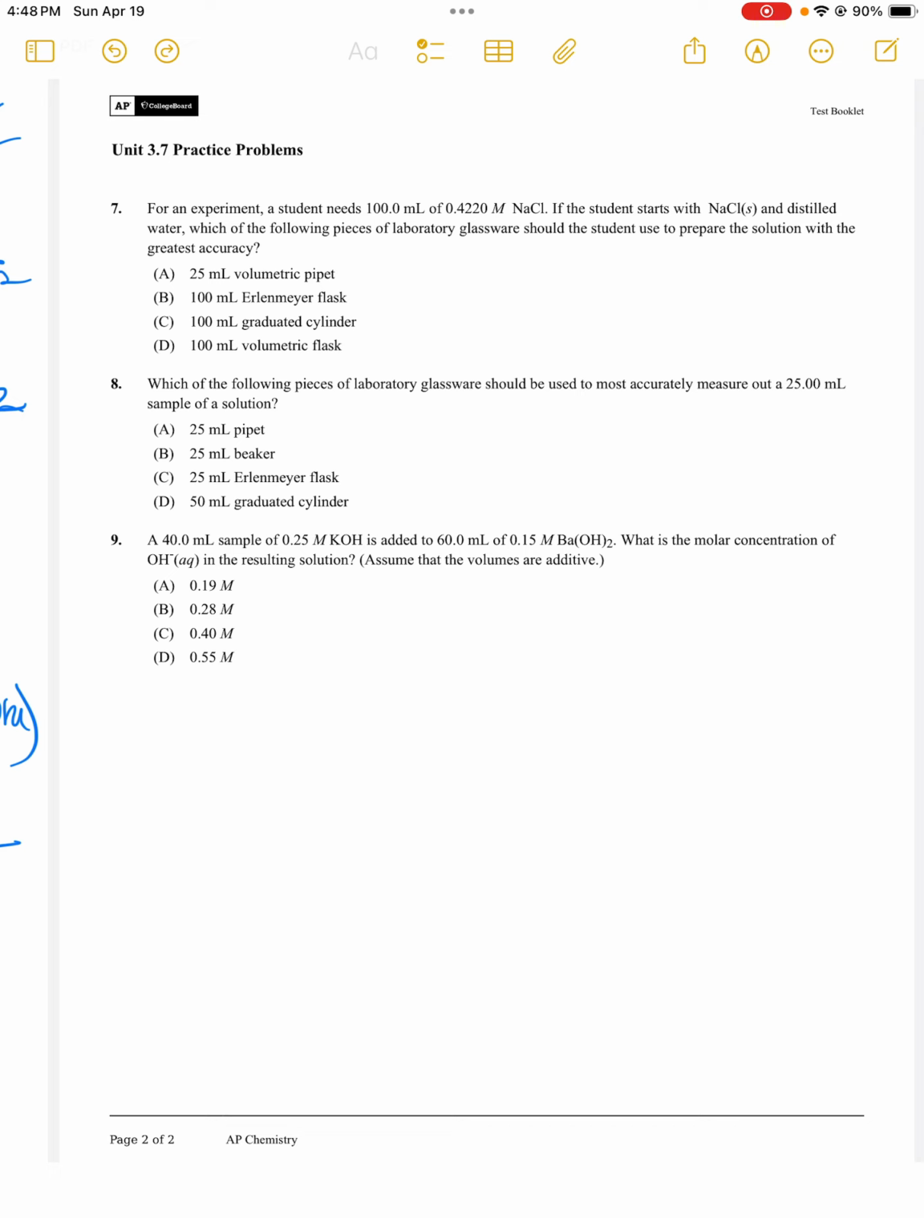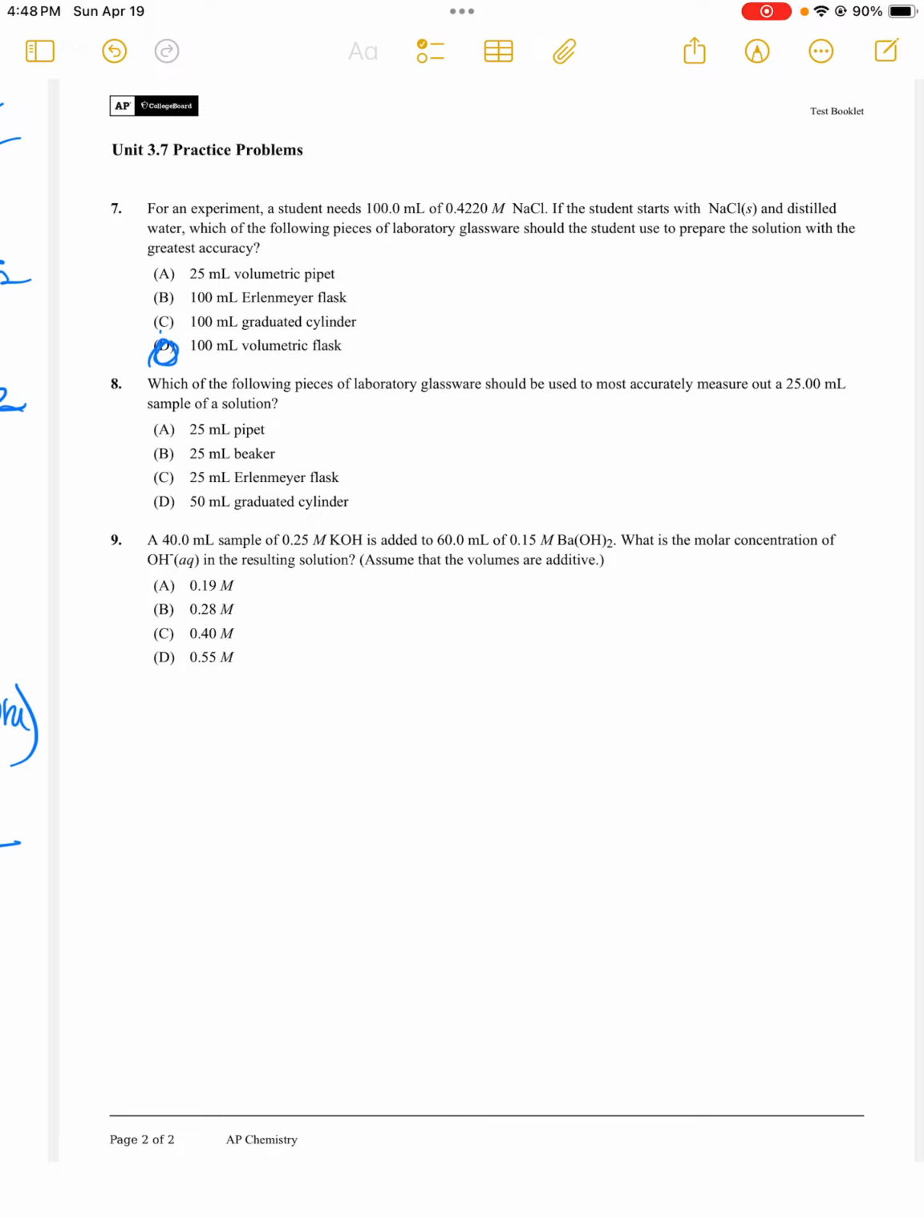For an experiment, a student needs 100 milliliters of 0.4220 molar sodium chloride. He starts with sodium chloride in distilled water. Which of the following pieces of laboratory glassware should he use to prepare the solution with greatest accuracy? We want the 100 milliliter volumetric flask.